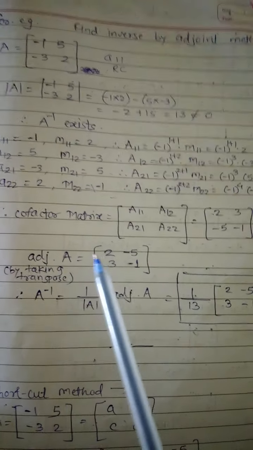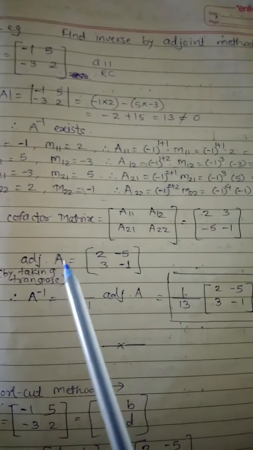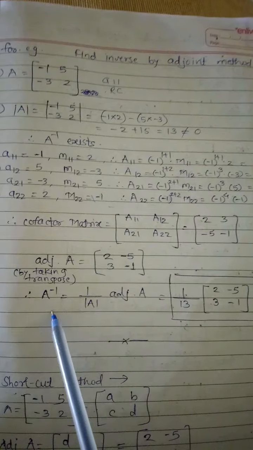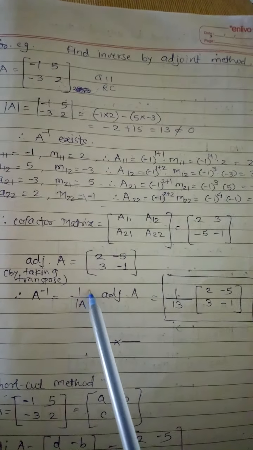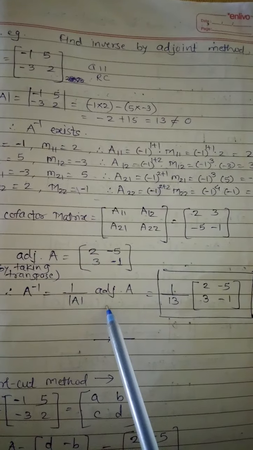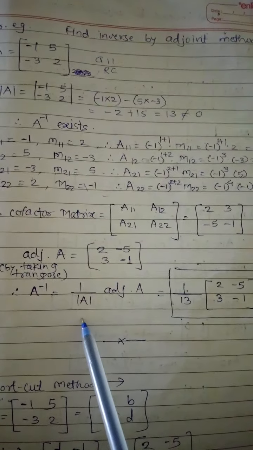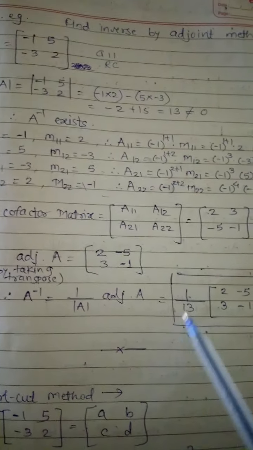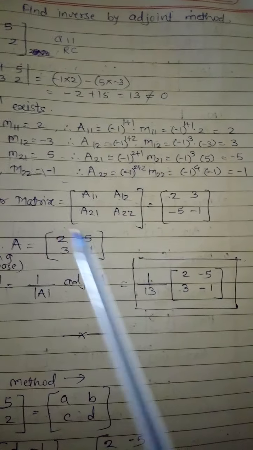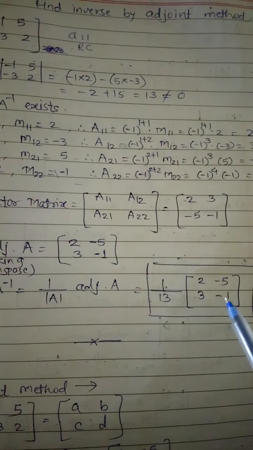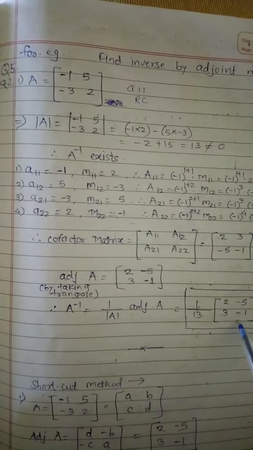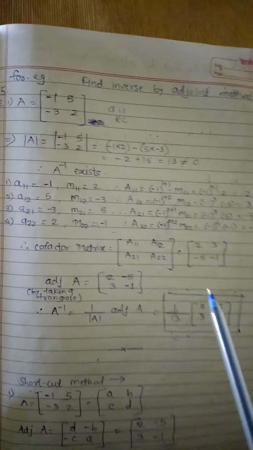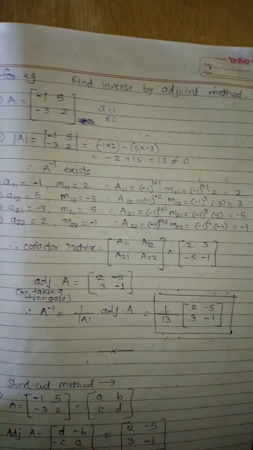In some examples you are asked to find just the adjoint of A, so you have to solve up to this. And whenever we have to find the inverse, we use the formula: A inverse is equal to 1 upon determinant of A into adjoint of A. We already found the value of the determinant, that is 13. So 1 upon 13 times this matrix, that is 2, -5, 3 and -1. So this is all about how to find the inverse of a square matrix of order 2 by 2 by the adjoint method.